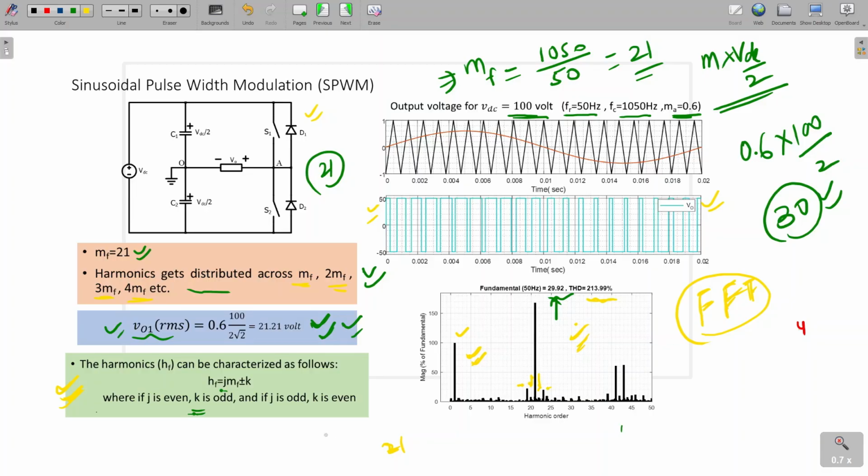Is it clear up to now? Yes, sir, clear, sir. Okay, so our main interest will be this formula. This will be the most important. And this one also.